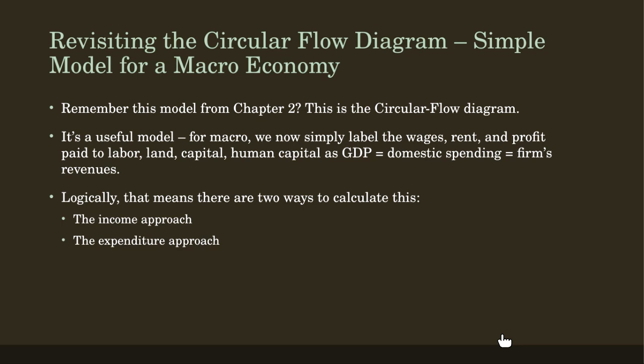It's a useful model because for macro, we now simply label the wages, rent, and profit paid to land, labor, capital and human capital as now GDP, i.e., domestic spending, which also happens to equal firms' revenues. Logically, that means there's two ways to calculate GDP, the income approach and the expenditure approach. Now, GDP, what we're going to be looking at, this is called the expenditure approach.